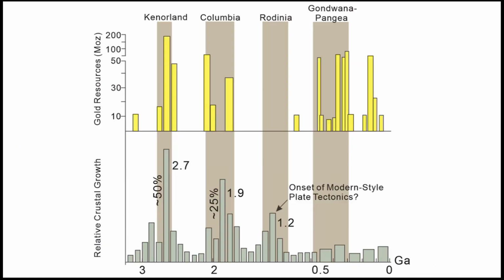And this is just a diagram for gold deposits or for gold resources, showing some of the major continental constructions: Kenoraland, Columbia, Rodinia, Gondwana, Pangaea. And you can see the bottom chart shows the relative amounts of crustal growth. And then they seem to link with gold mineralization, although again, around that Grenville time, where's the gold? So it's interesting. And this diagram, and I don't have the source because it's just on my hard drive, they have an onset of modern style plate tectonics at about 1 billion. Put that in for you, Bob.